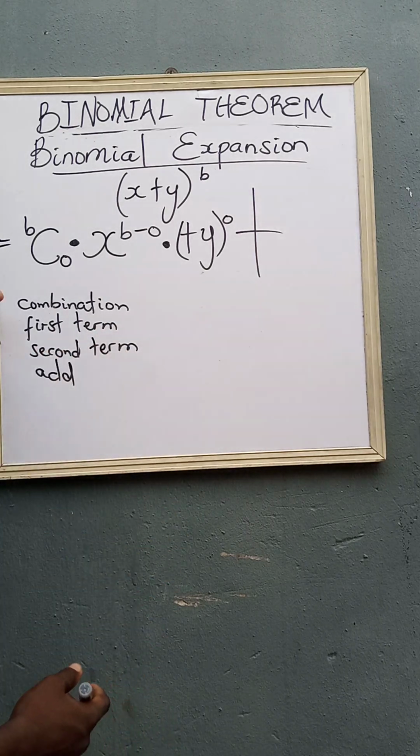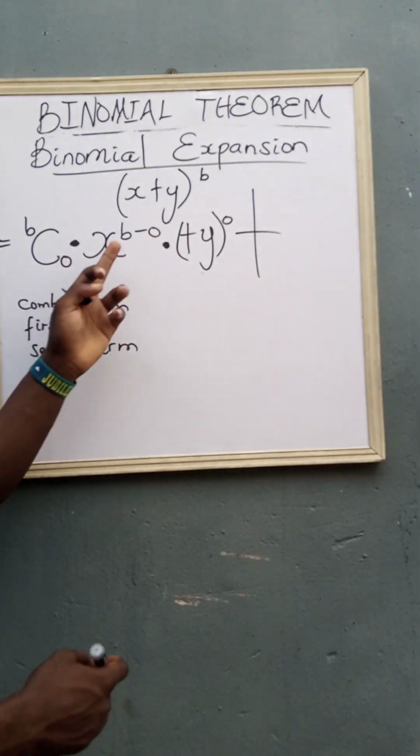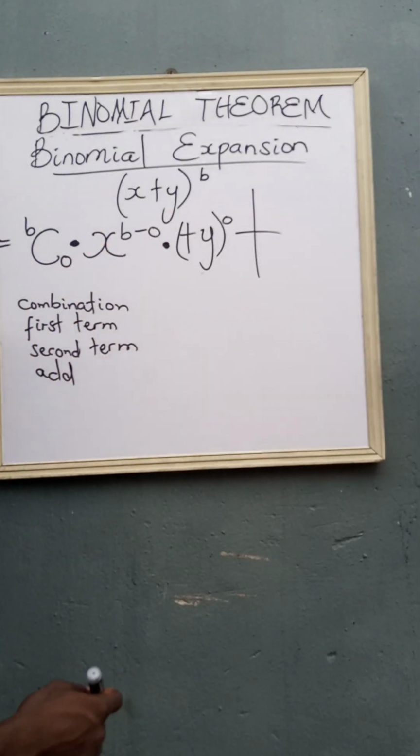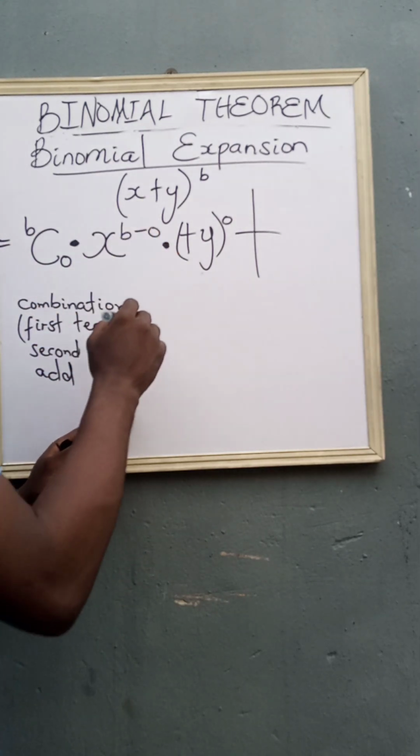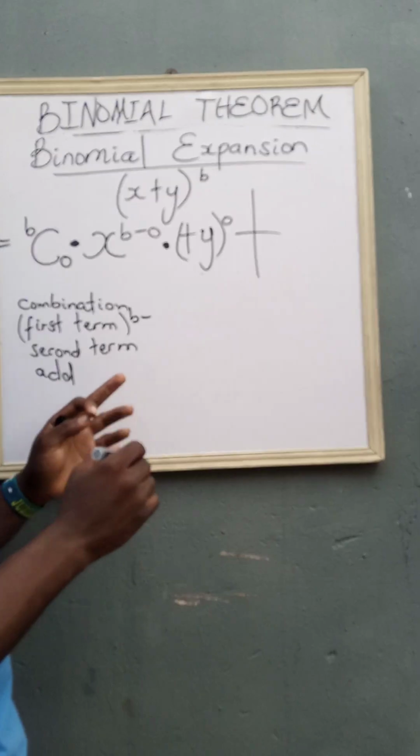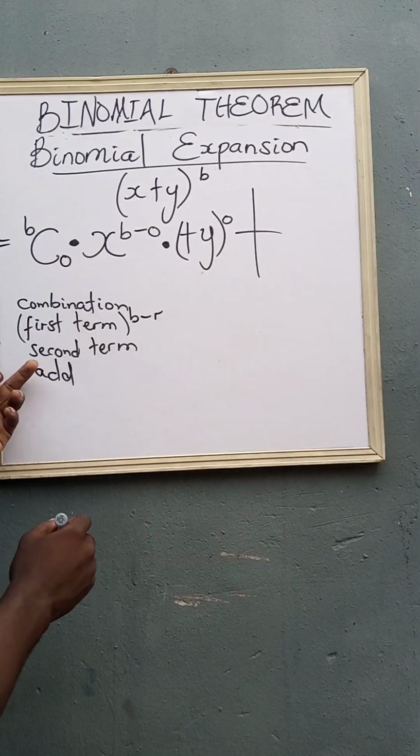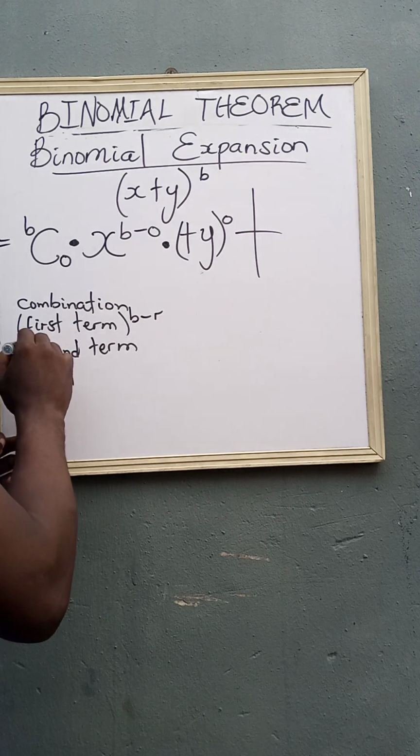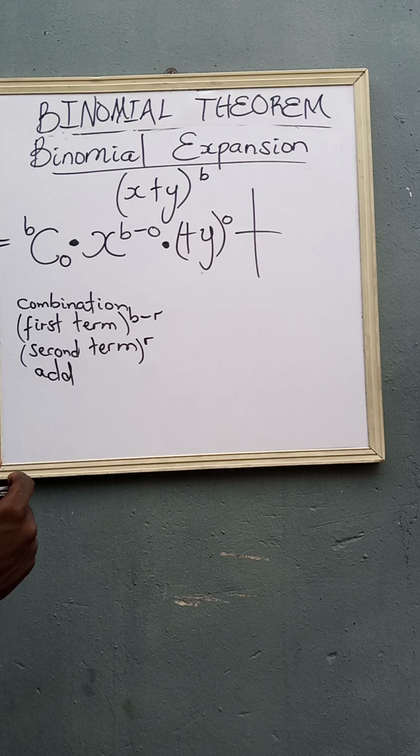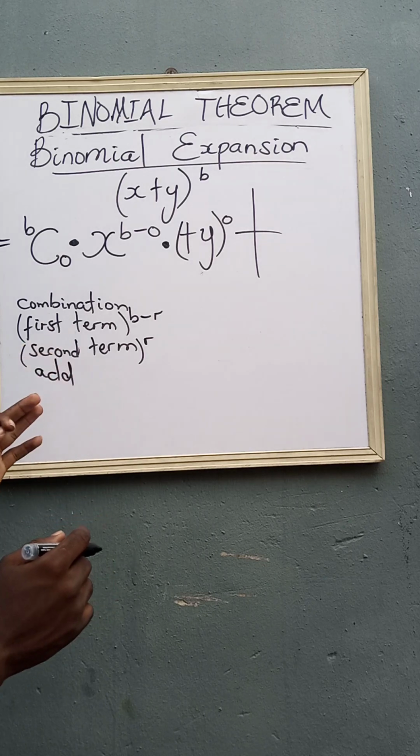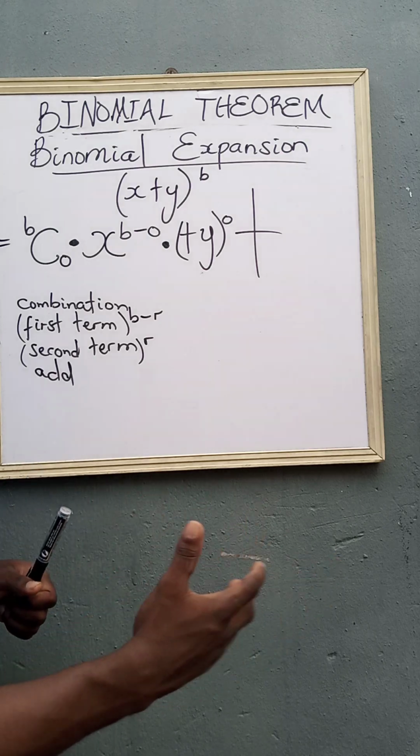Just follow this. Combination first, then followed by the first term raised to the power minus what you have as your r. Take note, your second term is raised to your r directly. Do you get that? So that's basically this. Please take note of this. You can write this out somewhere so it guides you as you move on.